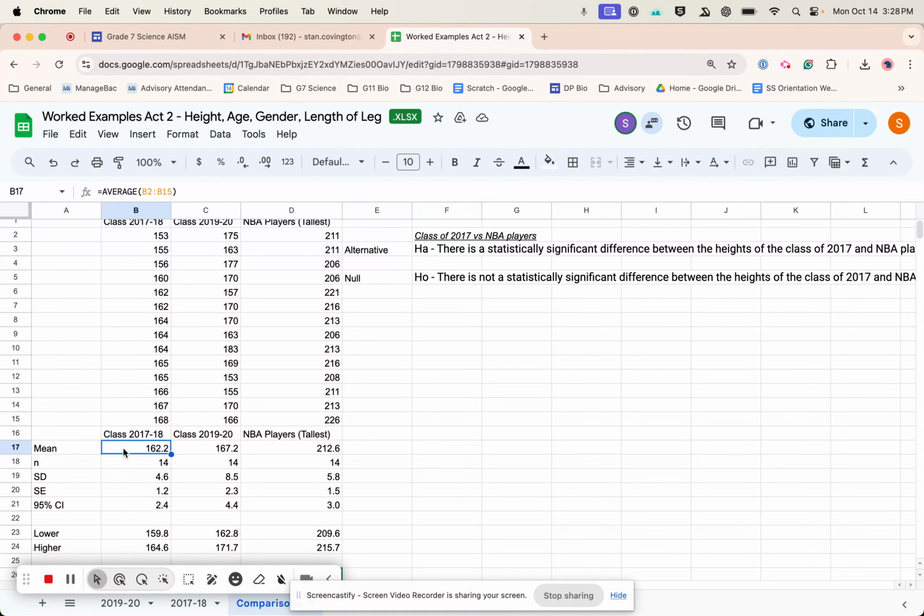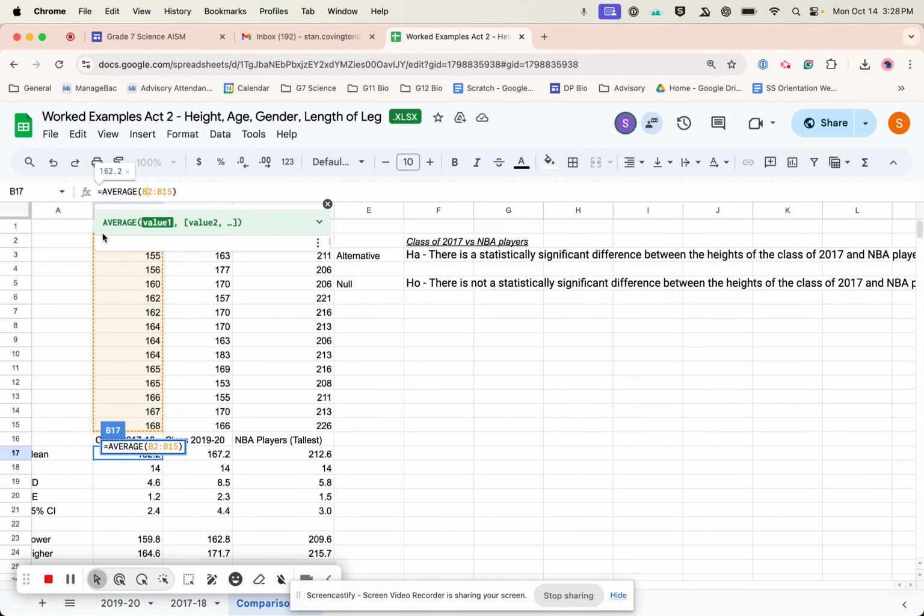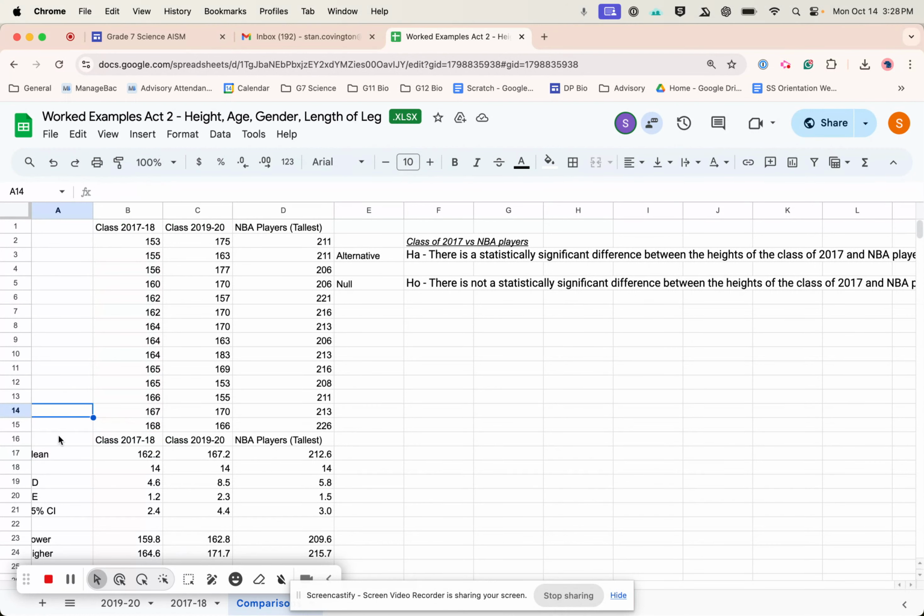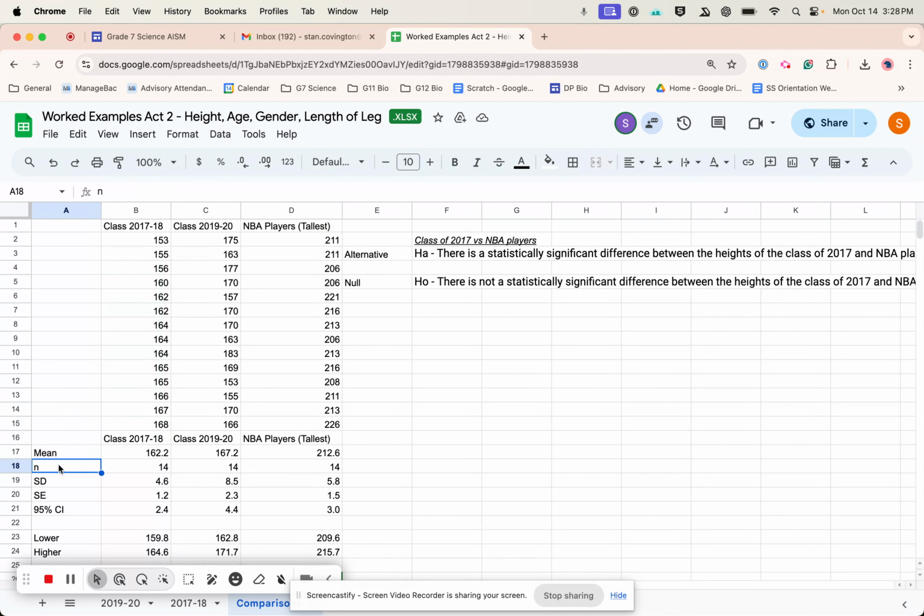So a couple of the values that we can use is we have the mean, right, which you know how to calculate. We just simply type in average and then you highlight everything you want. So I want to figure out the average of all of these values. Okay, easy. N is basically the number of samples, the number of trials, the number of people in this particular group or things like that.